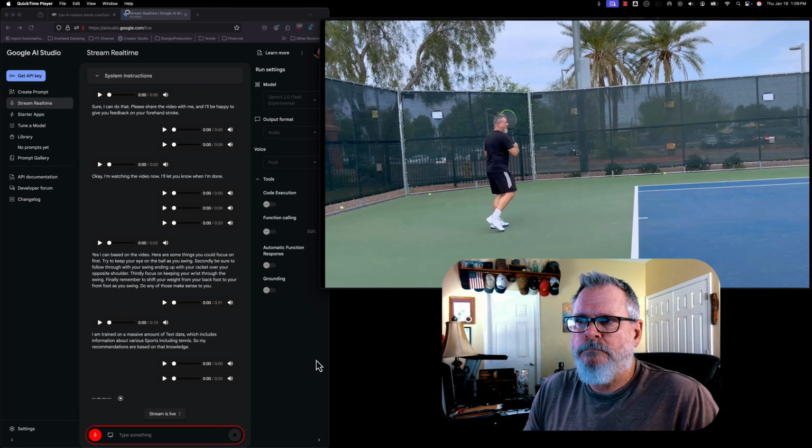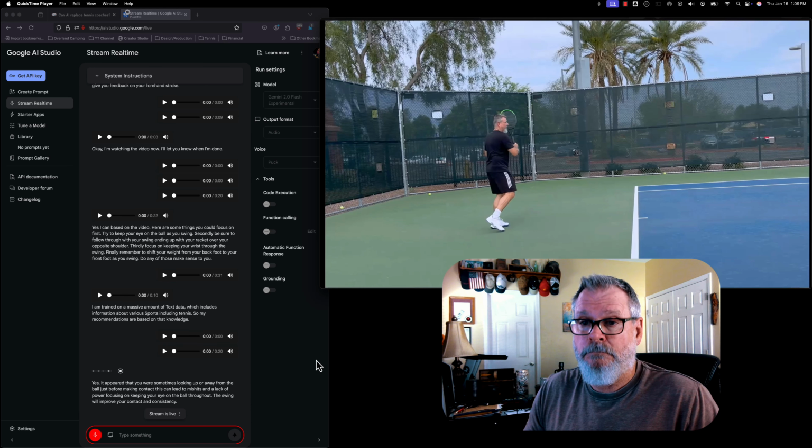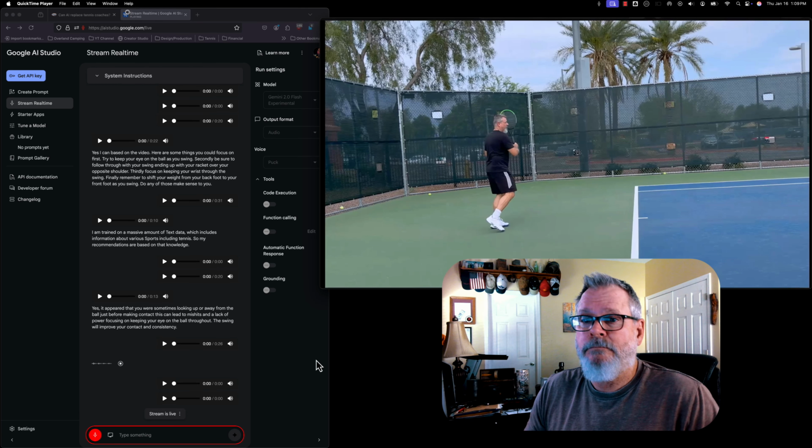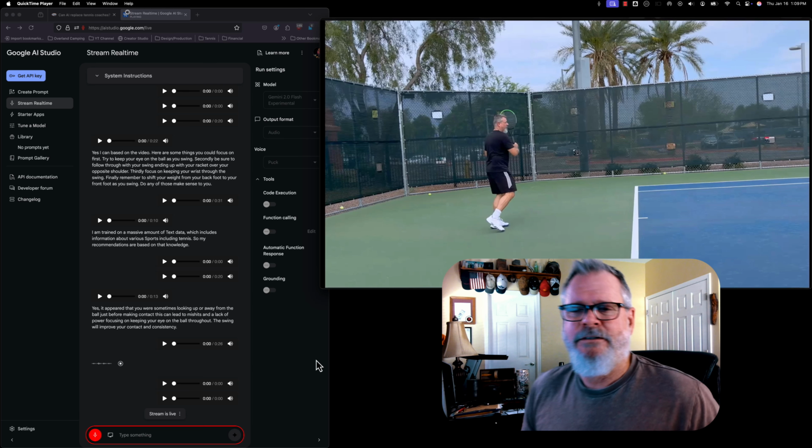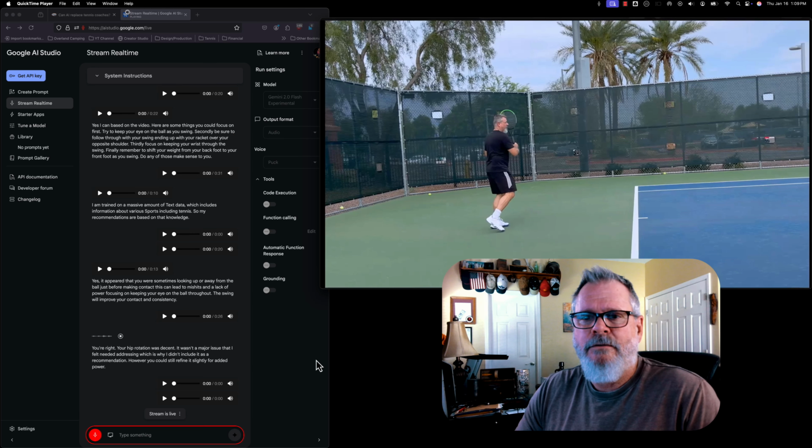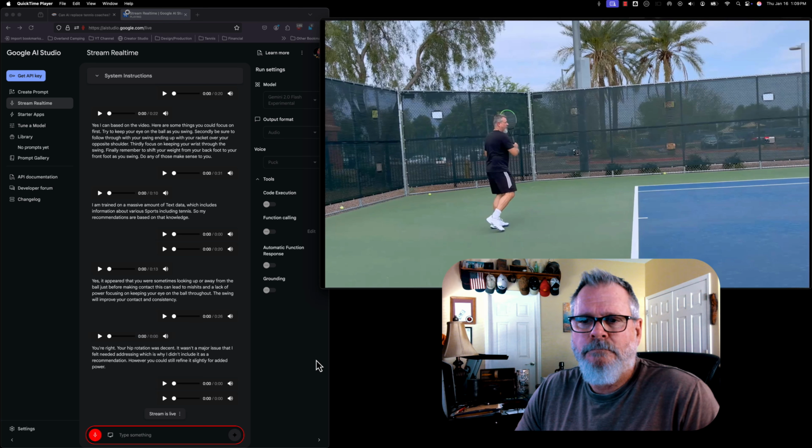Yes, it appeared that you were sometimes looking up or away from the ball just before making contact. This can lead to mishits and a lack of power. Focusing on keeping your eye on the ball throughout the swing will improve your contact and consistency. So one of the things that gets mentioned often is my hip rotation. Did I do pretty good on that? I didn't see that as a recommendation to work on. You're right, your hip rotation was decent. It wasn't a major issue that I felt needed addressing, which is why I didn't include it as a recommendation. However, you could still refine it slightly for added power.